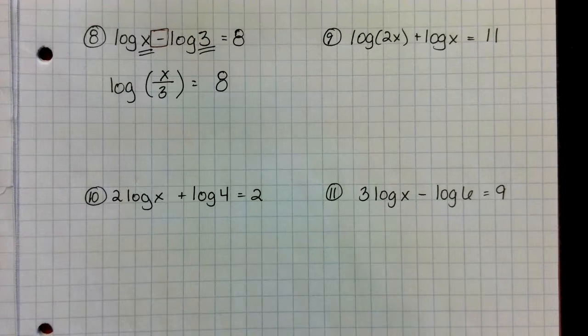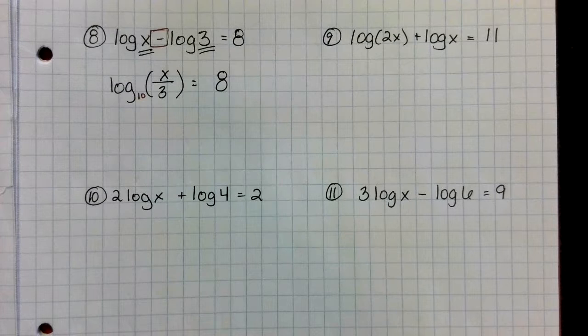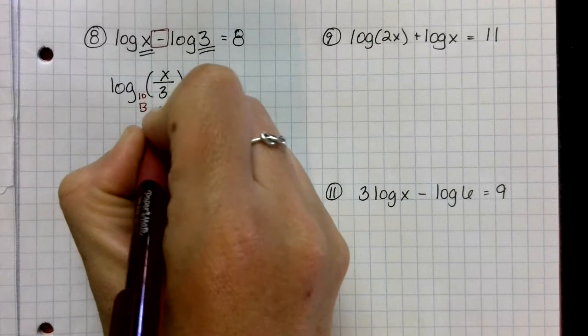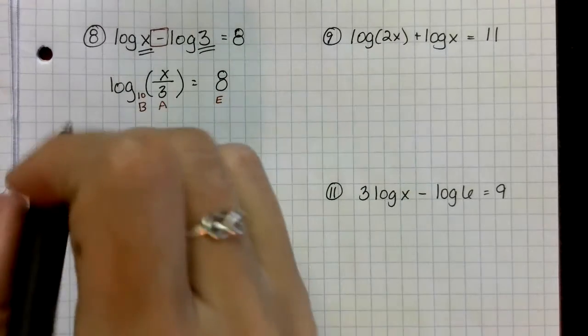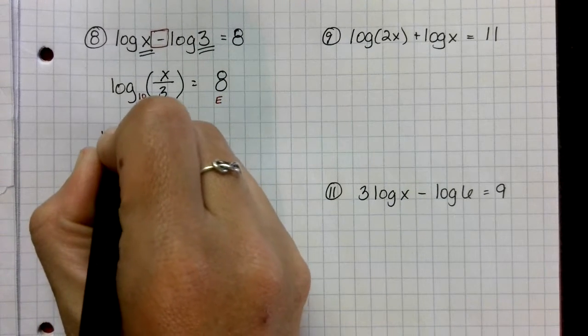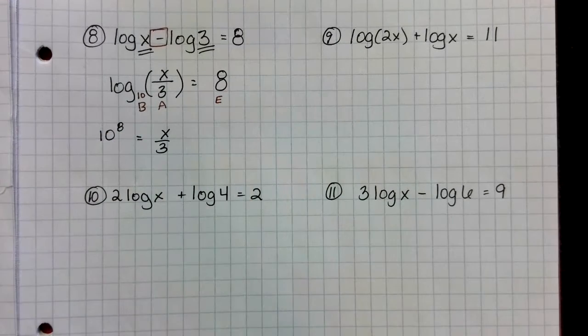Now that we have it condensed down to one single log, now we can use Bay and solve these just like we did on the previous page. So this is base, answer, and exponent. So I'm going to rewrite this as 10 to the power of 8 equals x over 3.